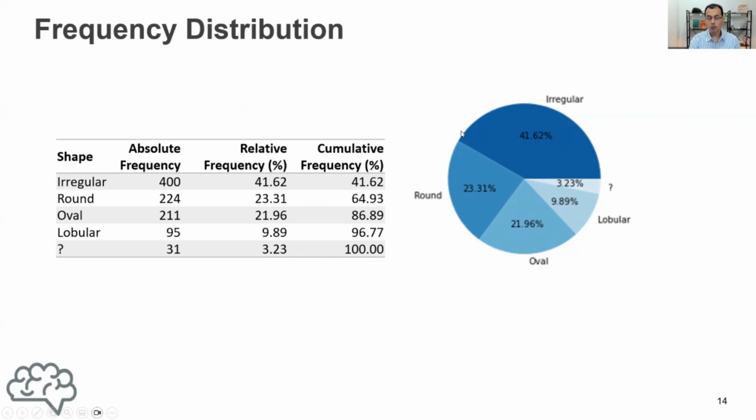On the right hand side, we've got a pie chart. This pie chart is showing the percentage now as slices of a chart.